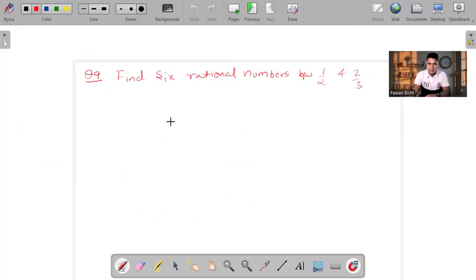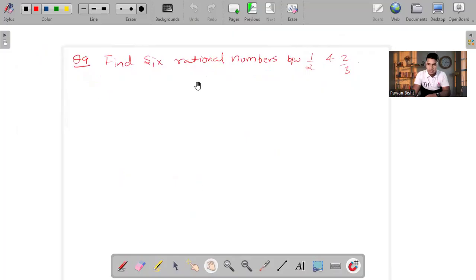And last, find 6 rational numbers between 1 upon 2 and 2 over 3. I am leaving this question for you to try, and if you have a problem, you can ask me. So I hope the first chapter, rational and irrational numbers, is clear to both CBSE and ICSE students, right? If you have any problem, you can write in the comment section. I will solve that and discuss it with you. I hope these questions are clear to you.